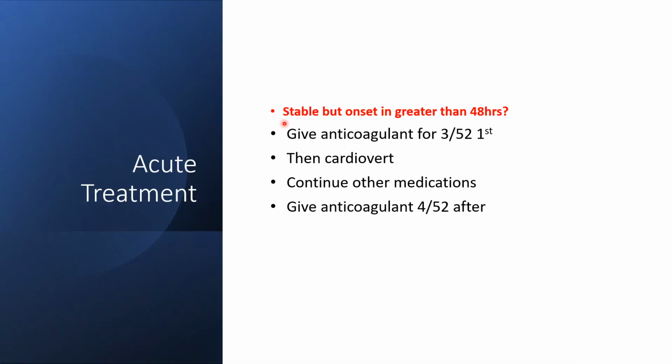Patient C is stable, but the onset of this problem is greater than 48 hours. I have to give anticoagulant right now, and I will give that for 3 weeks. Then I will go to the second level, do cardioversion. I will continue other medications, and then I will give anticoagulant 4 weeks after.